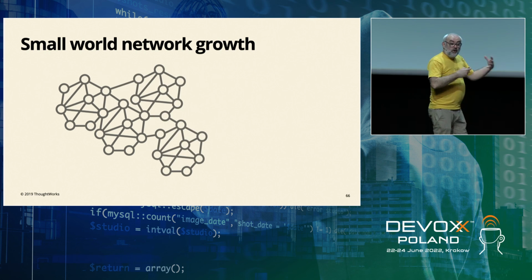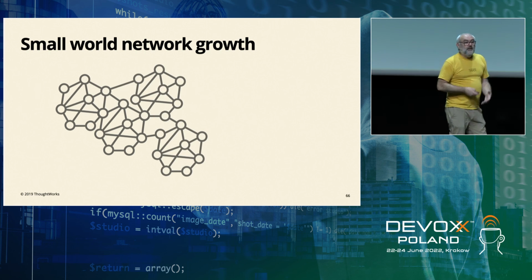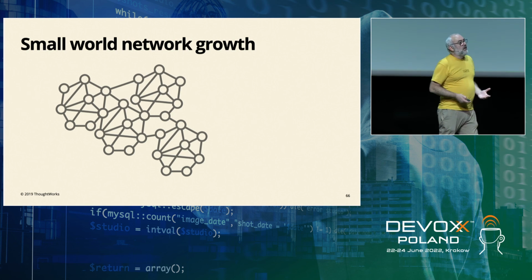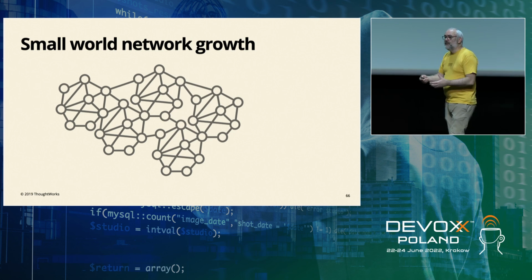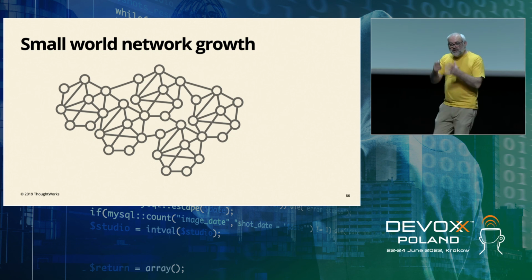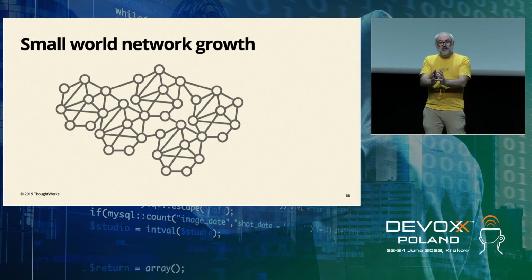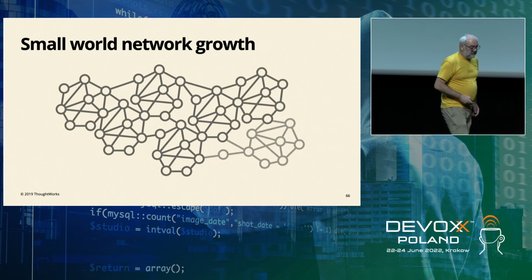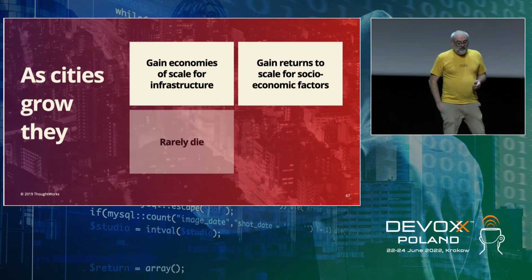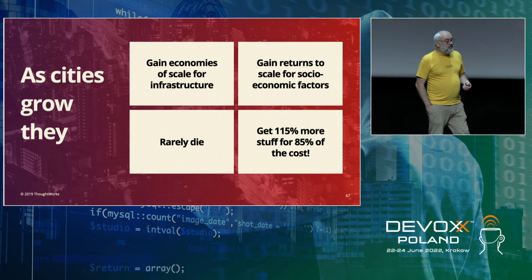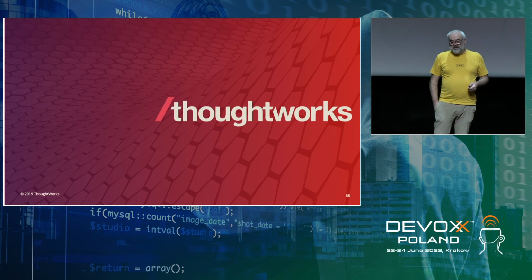And so you can grow as a city, and if you're lucky as an organization that's chosen to grow this way, you can grow the same way by building more decoupled teams, by identifying parts of your business which you can isolate and scale around. So as cities grow, they gain economies of scale for infrastructure. They rarely die. You get 115% of the stuff for 85% of the cost.